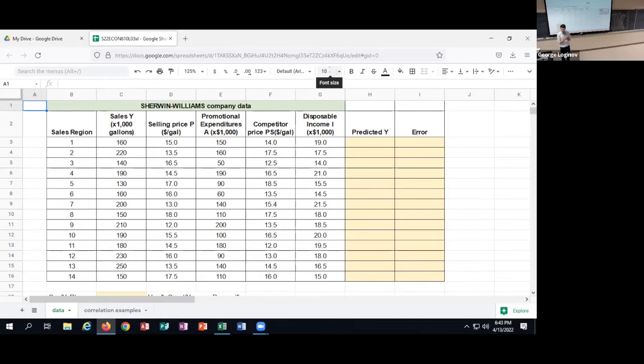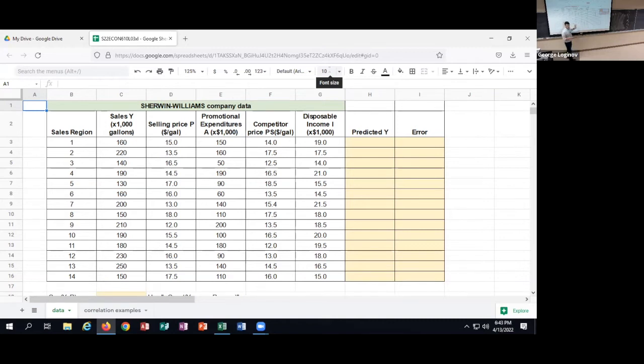What we're trying to do, we have this data set for 14 sales regions, so it's like 14 separate markets. And in each region, I think it's a company that sells paints. So we see how much paint was sold, what the selling price was, and there are some additional attributes like how much we spend on advertising, how much the competitors charge for their paint, and I guess the average income of the consumer in that particular market. So, 5 different variables.